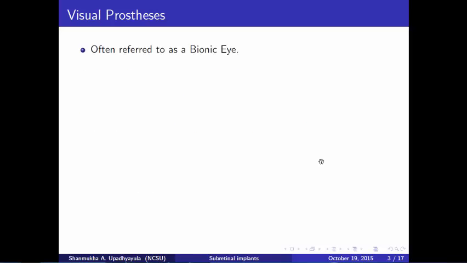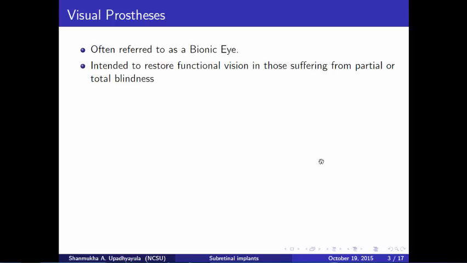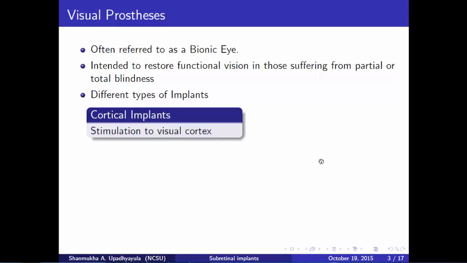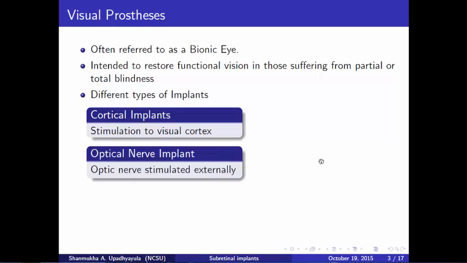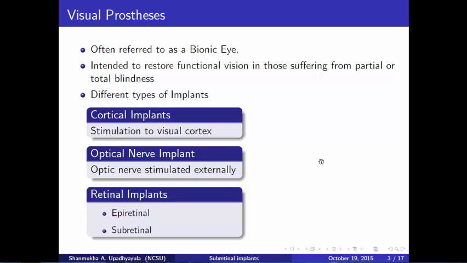Visual prostheses, often referred to as the bionic eye, are mainly intended to restore functional vision in those suffering from either partial or total blindness. There are different types of implants which aid in restoring the vision. The first type is the cortical implants, where the stimulation is done to the visual cortex using a set of electrical impulses. The second type is the optic nerve implant, where the optic nerve is stimulated externally. And the third type are the retinal implants, which are further divided into 2 categories. The first type is the epiretinal, and the second type is the subretinal, which is the topic of our interest.